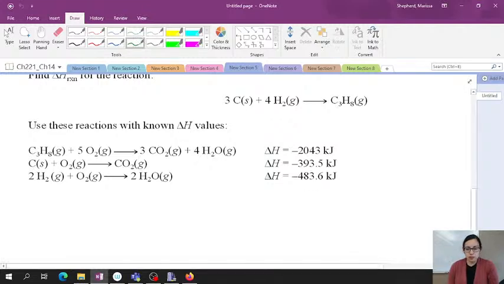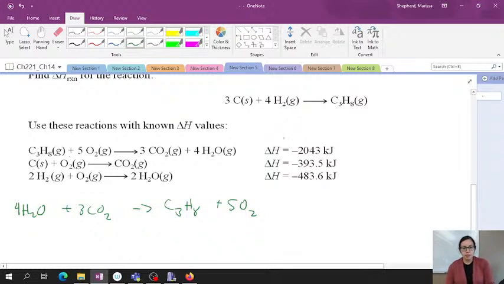So again, not trying to rush, but the first thing that I would try to do is, right, we have our reactants, we have our products, so we want to get at least the correct molecules on the correct side. So what happens if we flip the first equation? I'll just rewrite that starting out. So 4 waters plus 3 carbon dioxide gives me propane plus 5 equivalents of oxygen. And then I'm just going to go ahead and bookkeep with my enthalpy so I don't forget. So we flipped it, so now it's positive 2,043 kilojoules.